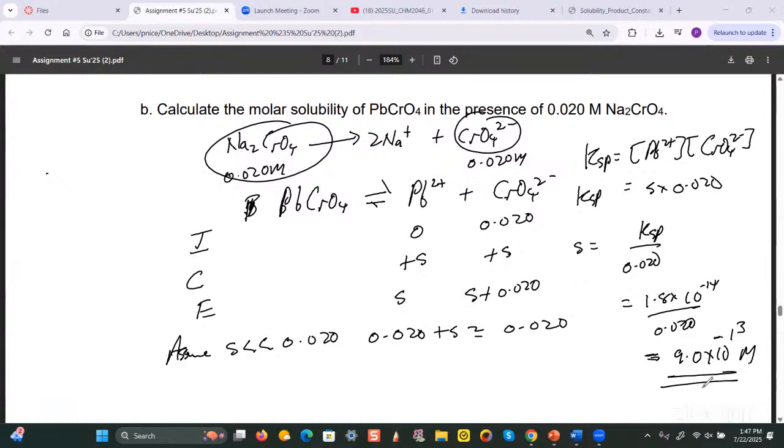And if you compare that number to the previous number, what was the previous number? 1.3 times 10 to the minus 7. You see that this number is less. Again, this is an example of the common ion effect, where the presence of the common ion, in this case the chromate ion, suppresses the dissociation of the lead(II) chromate.